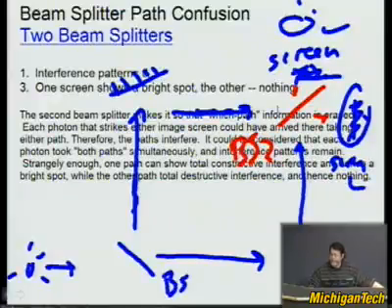Interference patterns, and one screen shows a bright spot and the other nothing, if you tune it right. So the second beam splitter makes it so that which path information is erased. This is a little bit like the quantum eraser. So each photon that strikes either image screen could have arrived taking either path. Before you knew, but now you don't know. And if you don't know, you get an interference pattern.